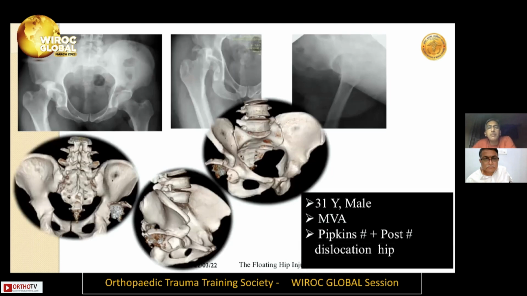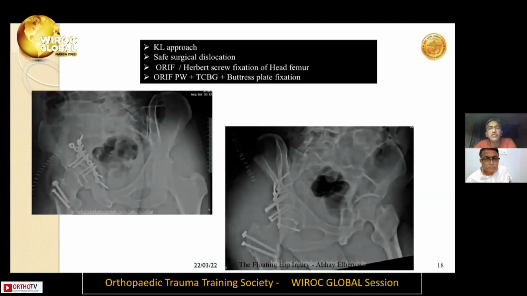So here we have a type A injury where you have a fracture of the acetabulum and the fracture of the femur. So this was a 31-year-old male, sustained injury in a road traffic accident, had a Pipkin's fracture with a posterior fracture dislocation of the head.